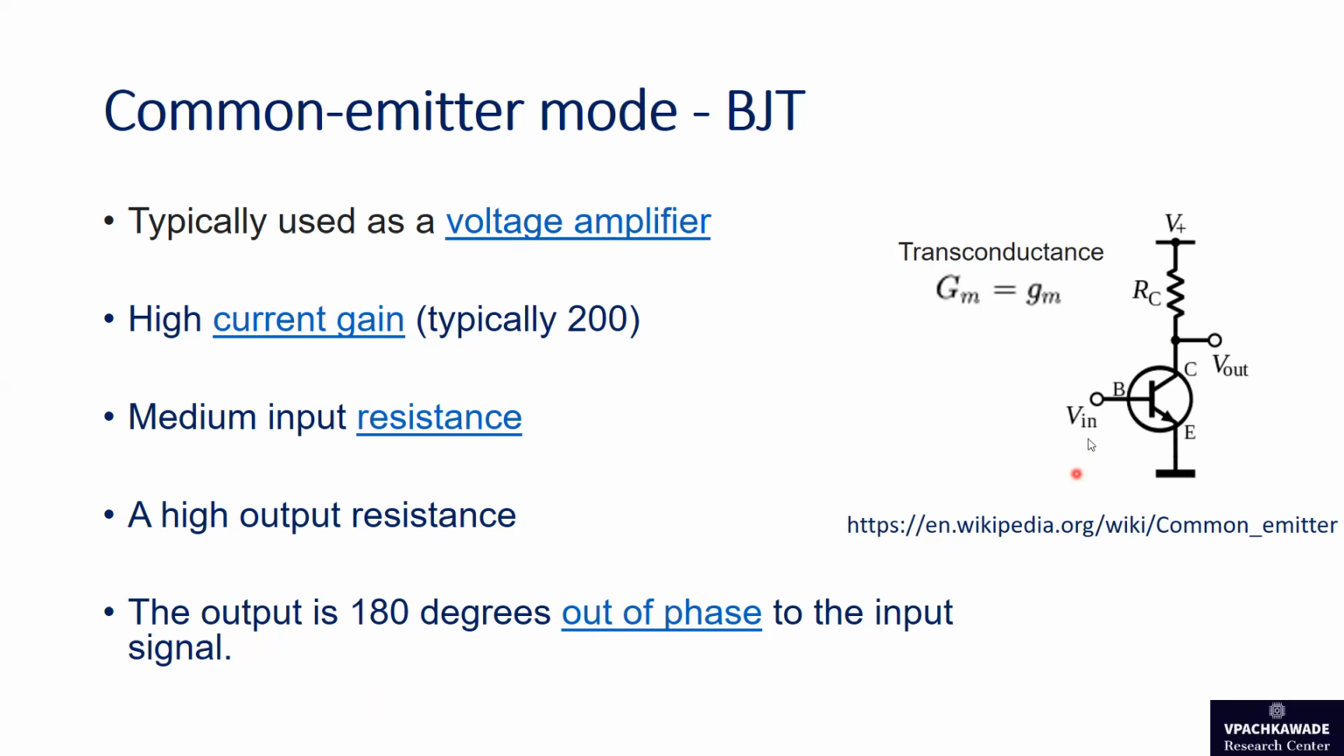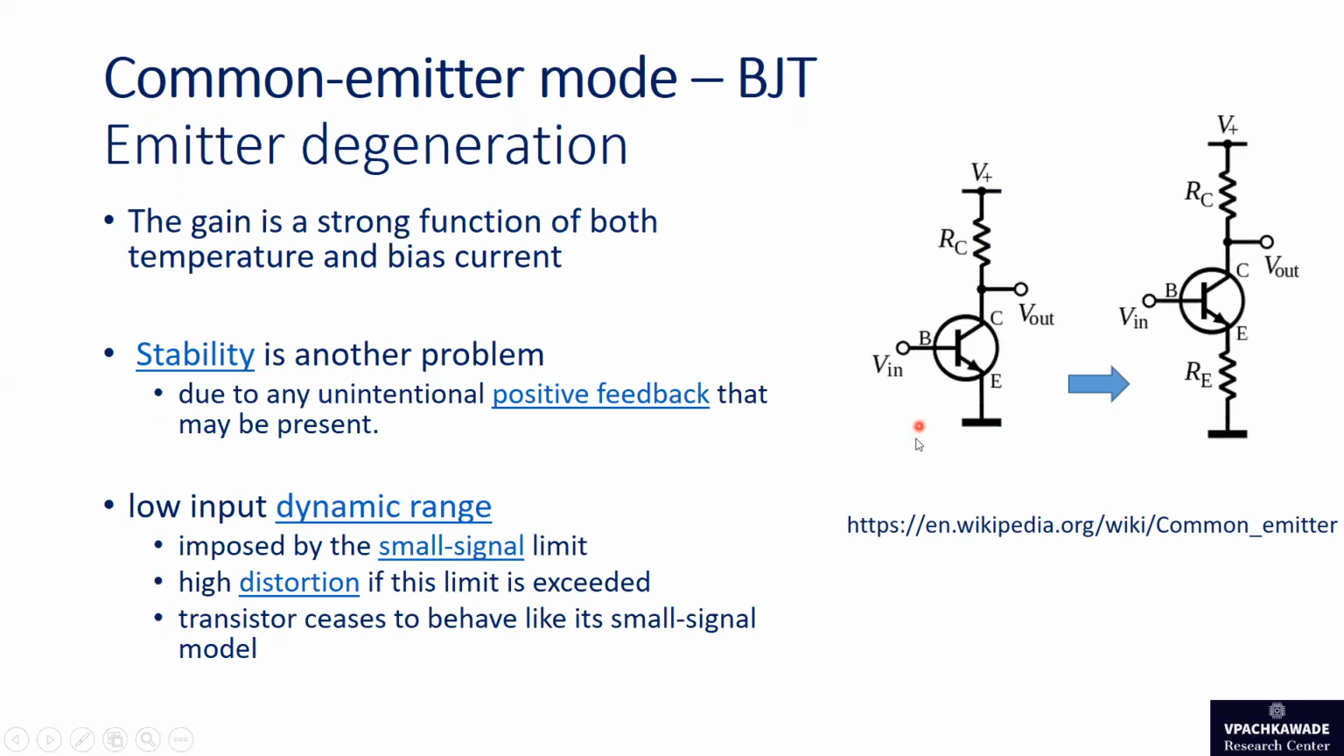The final one is that when you apply a sinusoidal voltage at the input, the output will always be 180 degrees out of phase with the input signal. So there is a phase shift of 180 degrees. Now, this circuit has some drawbacks. Therefore, we need to look for an alternative, to improve the circuit and its performance. So first, let's have a look at what the drawback of this circuit is, what is called emitter degeneration, and how the circuit can be modified.